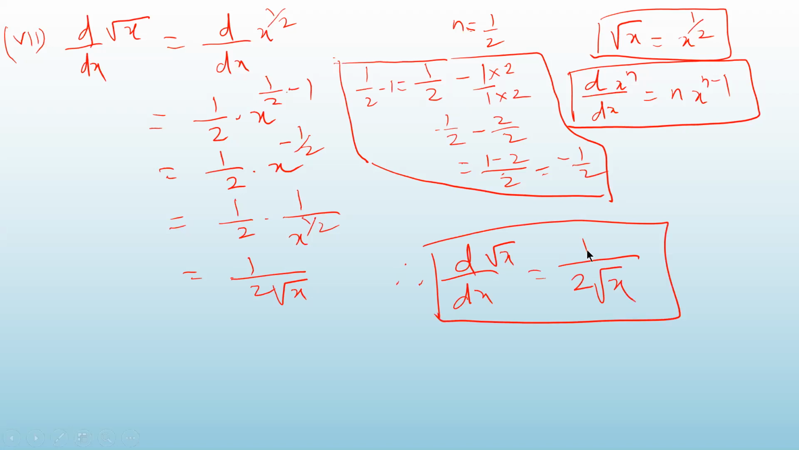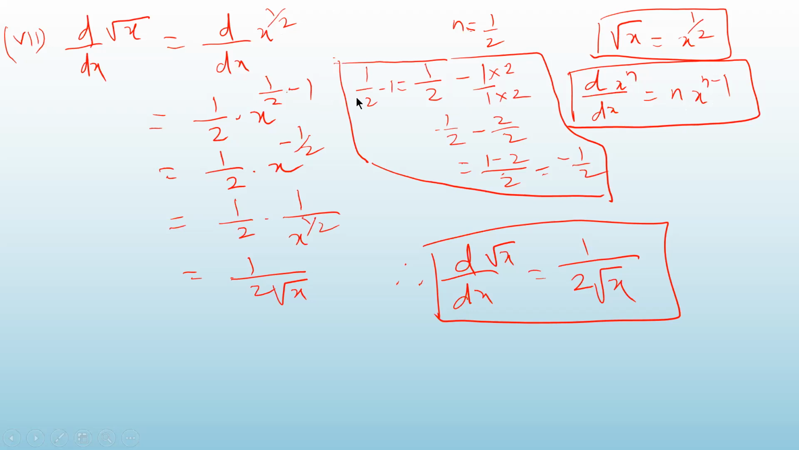Derivative of root of x is 1 upon 2 root x. Once again, see the steps. Derivative of root of x. You first write root x in the form of a power. Root x is the same as x to the power half. Now n is half here, so apply the formula of derivative. Derivative of x to the power n is n into x to the power n minus 1. So it is 1 by 2 into x to the power half minus 1.